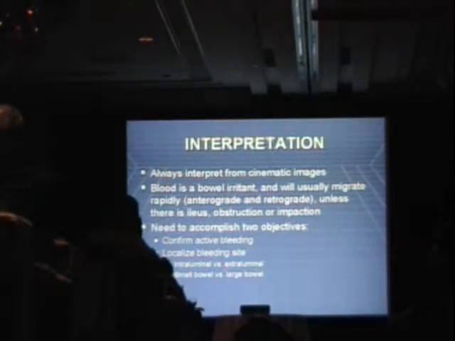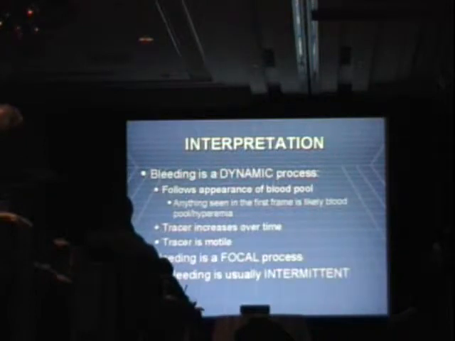Like I said, these are the two questions you want to answer. Bleeding, bear in mind, is a dynamic process. It's something that takes time, so it's not going to appear directly with the blood pool. Things that appear right away from hyperemia or congestion in the bowel are not bleeding. It takes time for the blood to get out of the circulatory system and enter the lumen of the bowel. So anything that you see in the first frame is probably not a bleeding site.